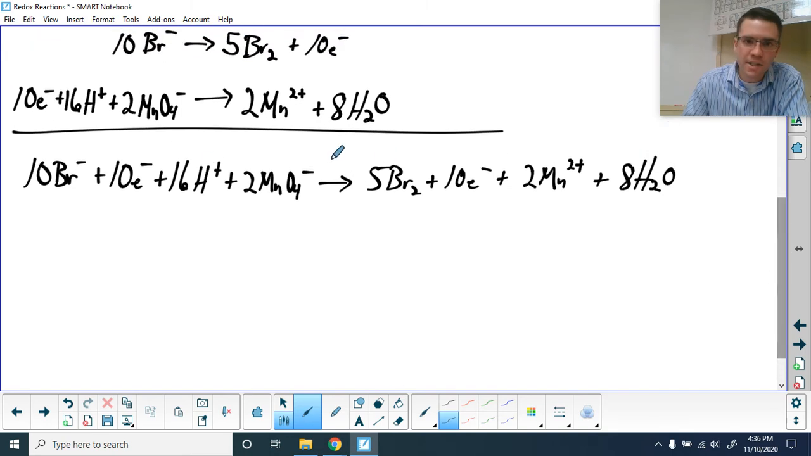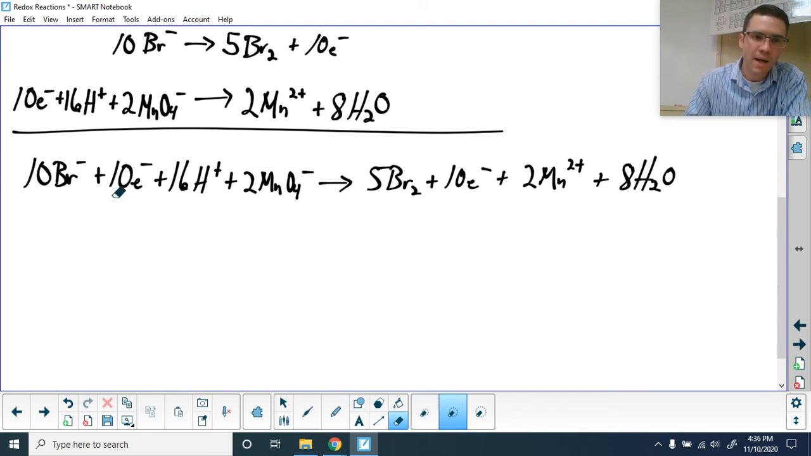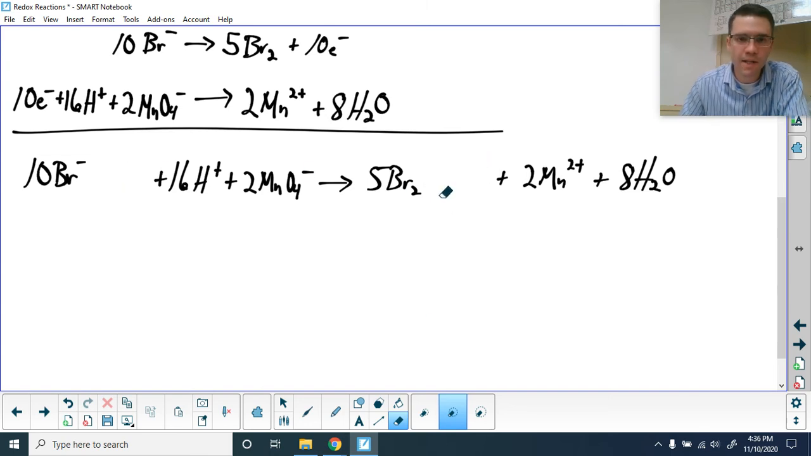And in this reaction, I can cancel anything that's the same on both sides, and that's my 10 electrons. And I'm just going to erase it here so I don't rewrite it. So my balanced equation, these are going to cancel. These 10 electrons here and these 10 electrons here leaves me this for my balanced chemical equation.